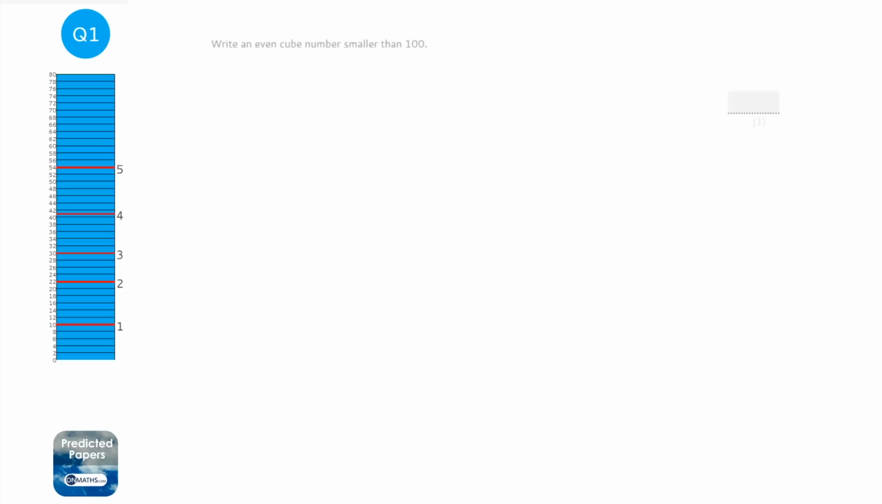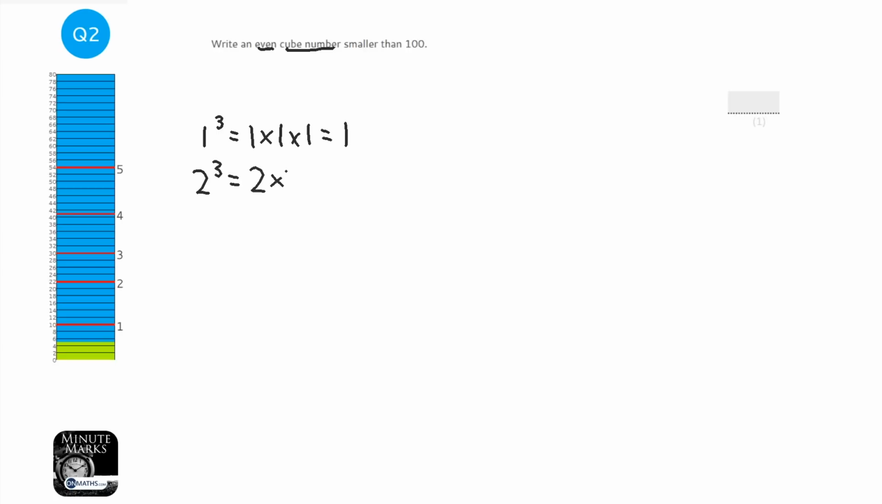So it asks for an even cube number. So the cube numbers are 1 cubed, which is 1 times 1 times 1, which is 1. The problem is that that is an odd number, so let's try 2 cubed. Now 2 cubed is 2 times 2 times 2. 2 times 2 is 4, times 2 is 8. So 8 is an even cube number.